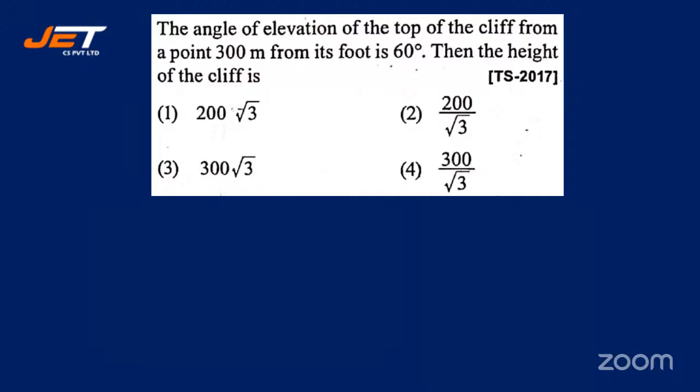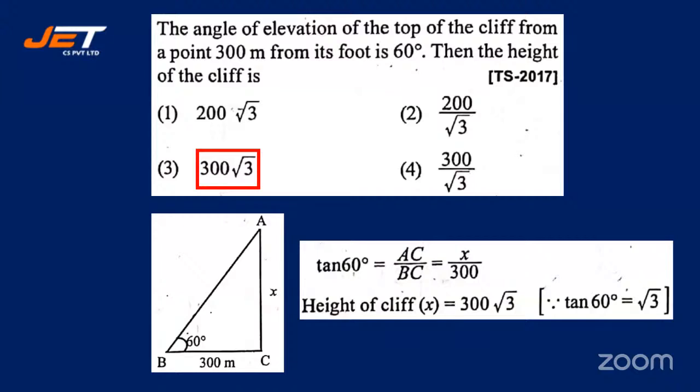The angle of elevation of the top of the cliff from a point 300 meter from its foot is 60 degrees. Then the height of the cliff is dash. So 4 options are given. You need to just find out the height of the cliff. You can see that the elevation of the top of the cliff from the point 300 meter is 60 degrees.